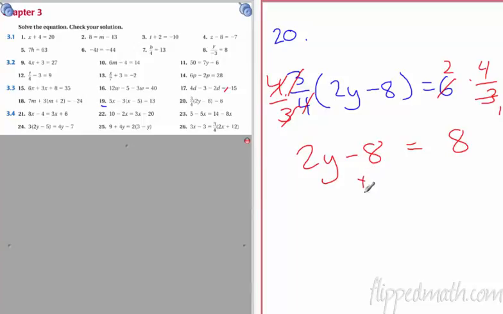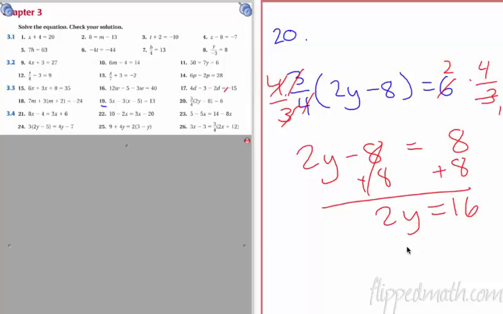All right, so we add 8 to both sides. Draw a line. 2y equals 16. Guess what y is going to equal? 8. Ta-da! We're all done with that one. So that's number 20 from 3.3.